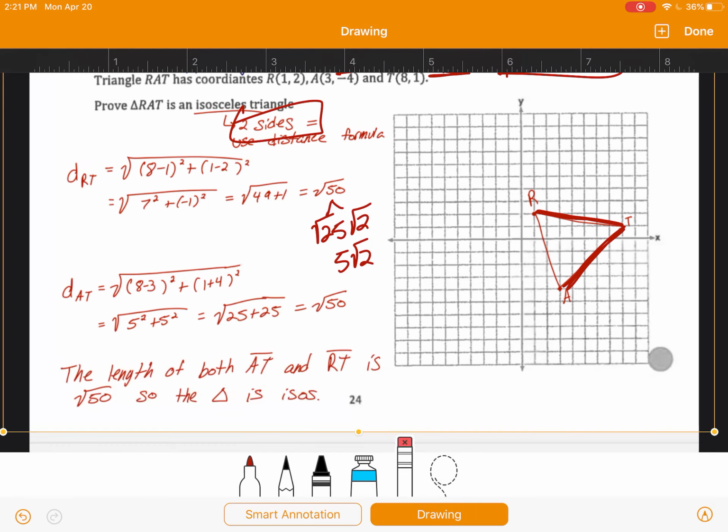So you bring it together in a sentence that the length of both AT and RT are going to be the same number. So that means that the triangle is isosceles because isosceles triangles have two equal sides.